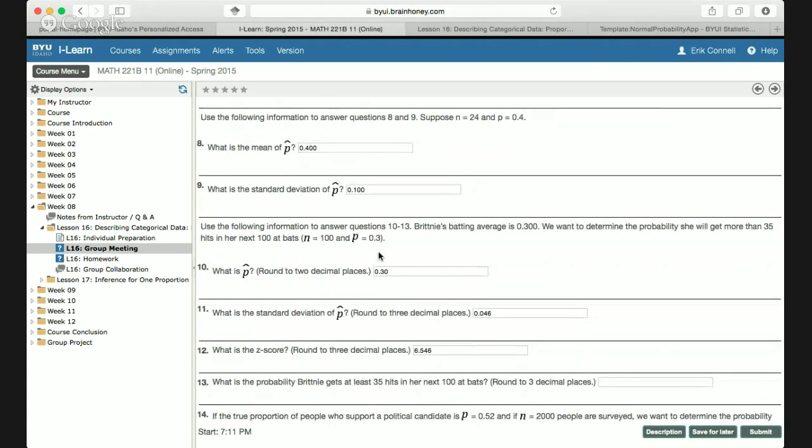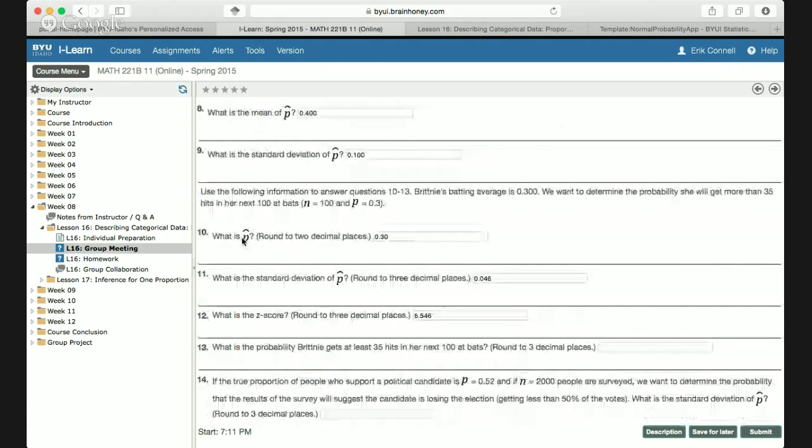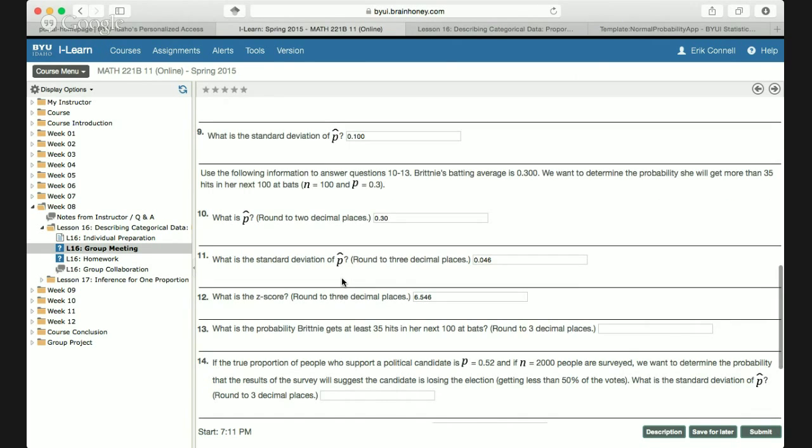So then down on 10, same thing. P hat would be 0.30 because it wants 2 decimal places. And then standard deviation, I got 0.046.